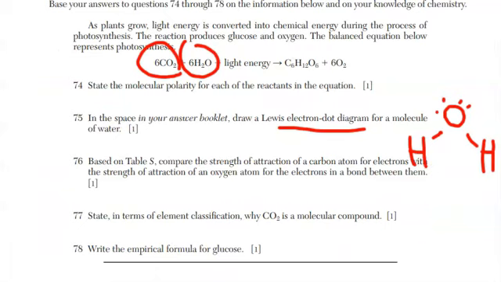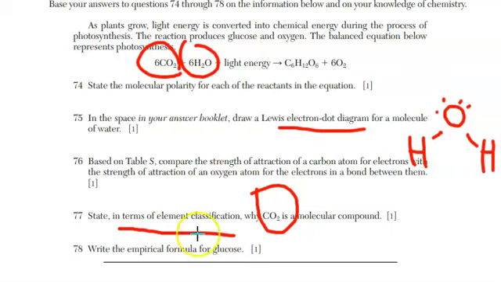For question 77, state in terms of element classification why carbon dioxide is a molecular compound. Fancy way of saying a molecule. Well, look at the elements. If you need to, go to the periodic table. Carbon is a nonmetal and oxygen is a nonmetal. Therefore, they form covalent bonds, which makes it a molecular compound.